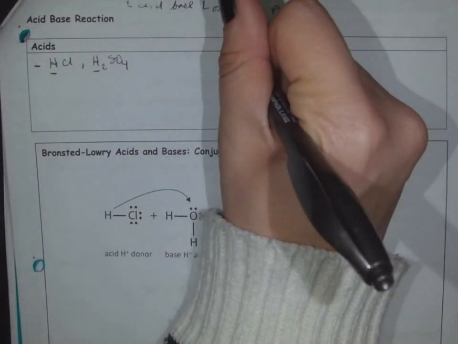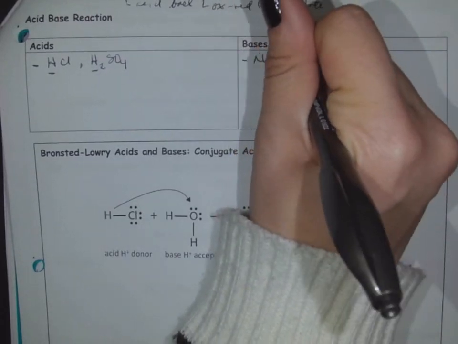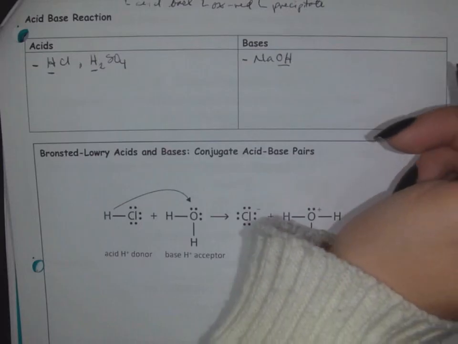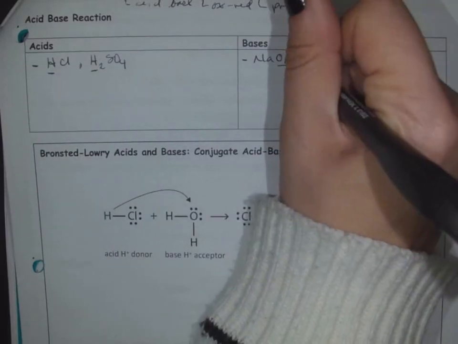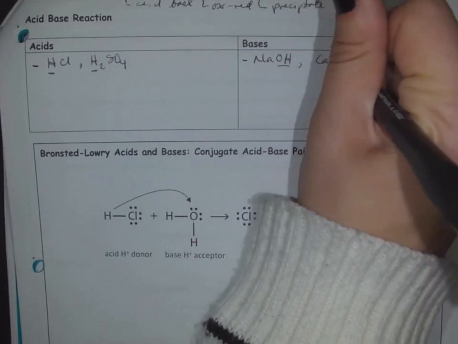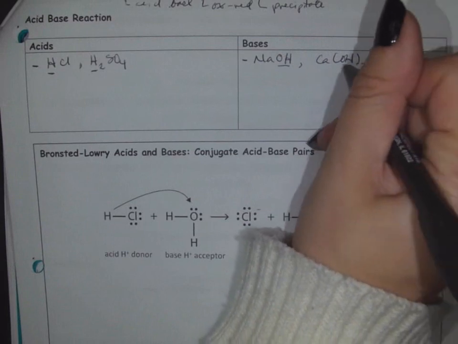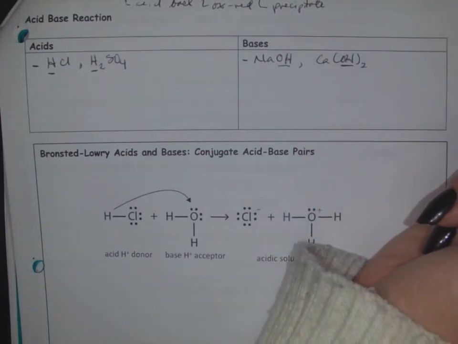Bases, on the other hand, tend to end with hydroxide. So sodium hydroxide, NaOH, that's a really common strong base. Another one that we could talk about would be calcium hydroxide, Ca(OH)2. So if we're ending with OH, hydroxide, then it tends to be a base. Okay?